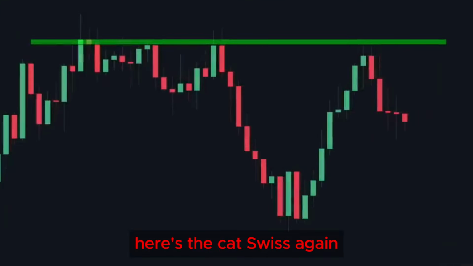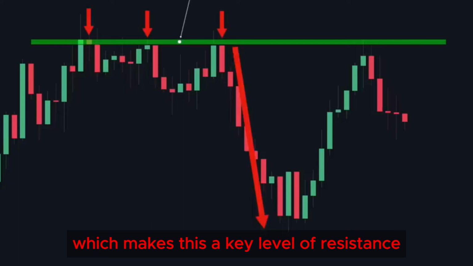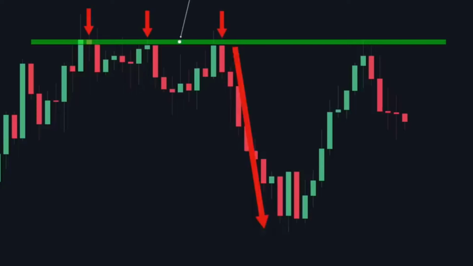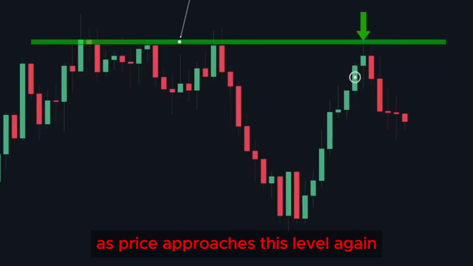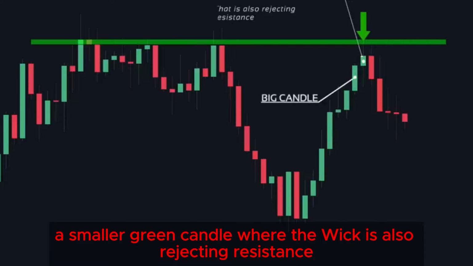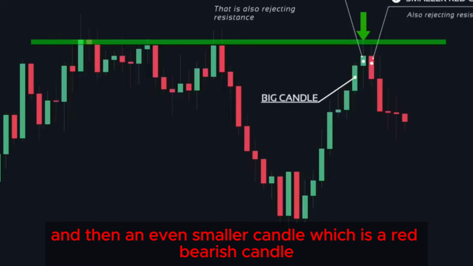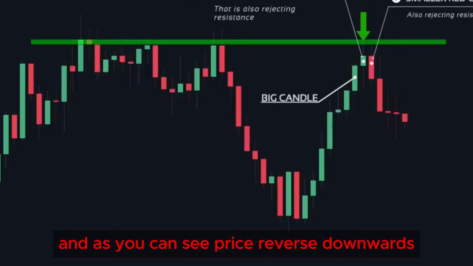Here's the CAD Swiss. Again, we have 3 rejections of this level before it reversed downwards, which makes this a key level of resistance. As price approaches this level again, we have a big green candle, a smaller green candle where the wick is also rejecting resistance, and then an even smaller candle which is a red bearish candle, and as you can see, price reversed downwards.